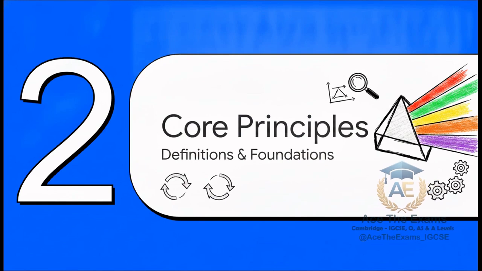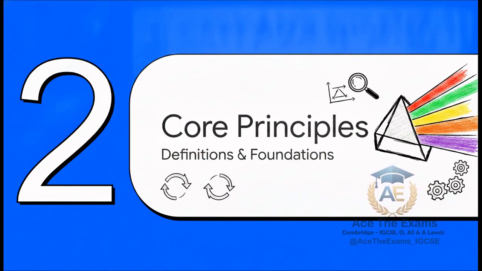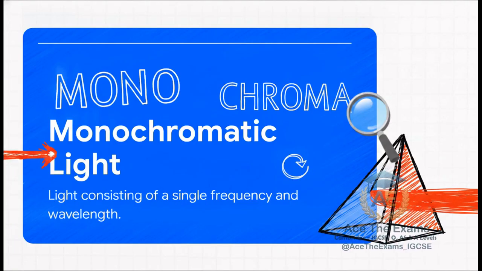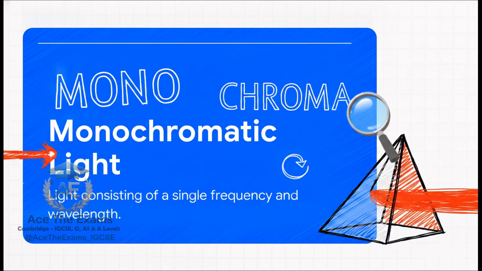Let's move on to Section 2, Core Principles. Before we can even begin to understand how light breaks apart into a rainbow, we have to understand light in its absolute purest, simplest form. Monochromatic light is defined strictly as light consisting of a single frequency and a single wavelength. Think of the word itself, right? Break it down. Mono meaning one, and chroma meaning color.